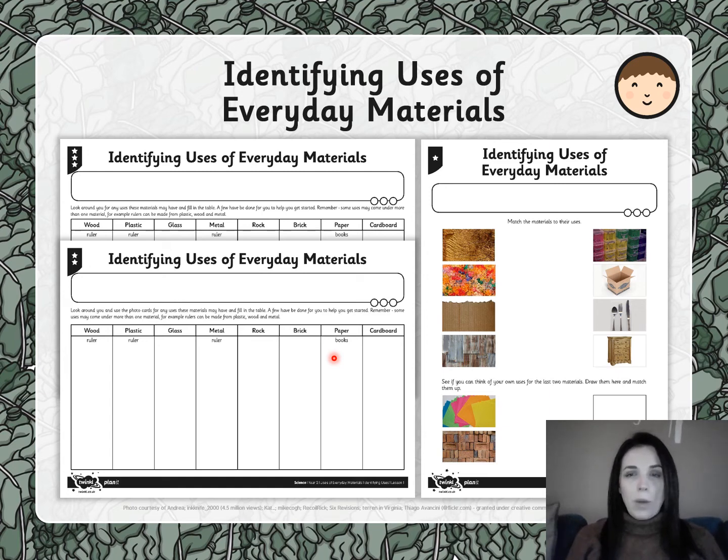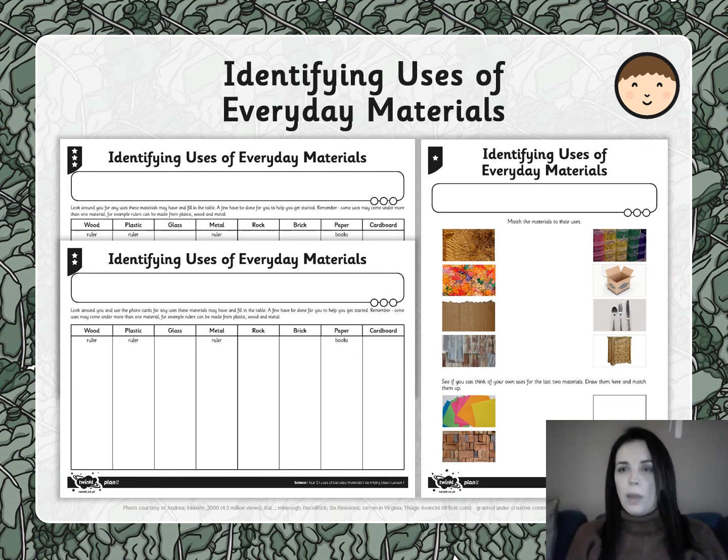So now what I'd like you to do, this is your task for the science lesson, is to go around either the classroom or your home, wherever you are at the moment, and can you make a list of all of the things that are made out of wood, all of the things that are made out of plastic, of glass, metal, rock if there is any, brick, paper and cardboard. Okay, it'd be interesting to see if we can share those on Edmodo later and we can have a comparison.